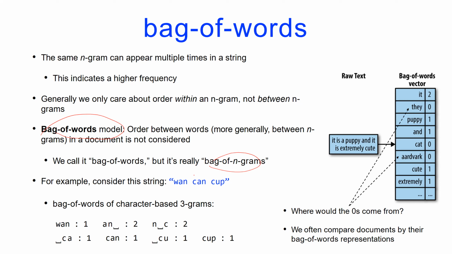The reason, again, we come back to why we want to do this, is because we want to count frequency. We want to see what are the most frequently appearing items in an article. So if the same n-gram appears multiple times in a string, that indicates a high frequency. For example, if I have a piece of raw text: it's a puppy and it is extremely cute.